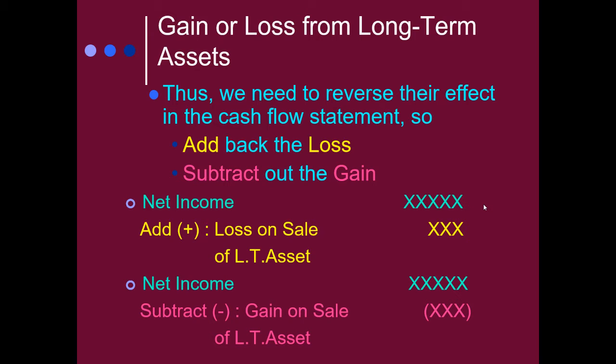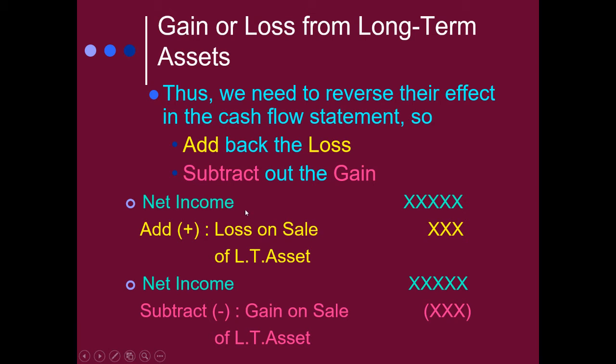What you have to remember is that for a loss, you have to add back to the net income. If it's a gain, you have to subtract or deduct it from the net income. So the treatment will be like this. If it's a net income or net loss, you will add the loss. If it's a gain, you will deduct it from the net income or net loss.